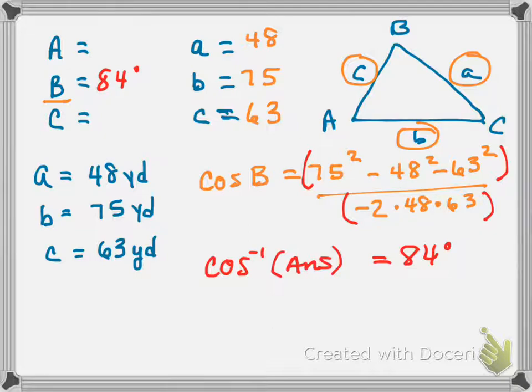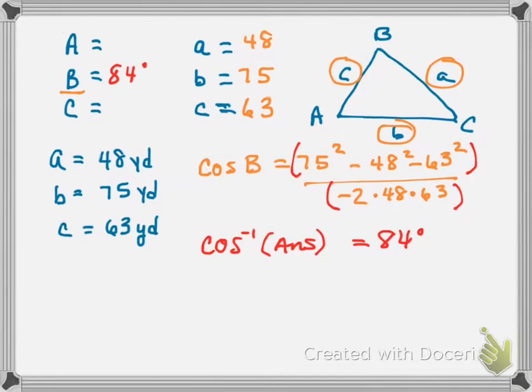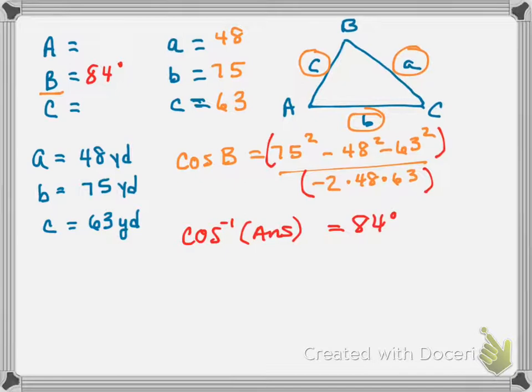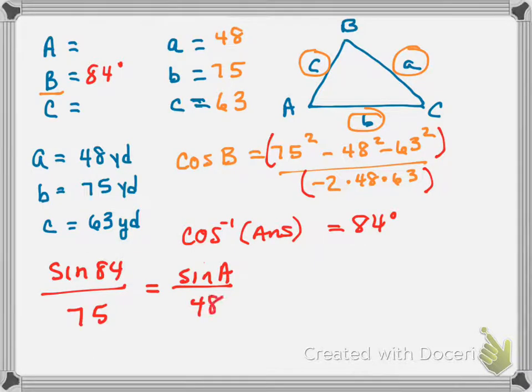So to do that, let's do sine of 84 degrees over its pair, which is 75, and then you can basically pick whether you want to do angle A or angle C. I'll go with angle A. So I'm finding the sine of A, and I have to put it over the 48 since that's the side that matches up with it.